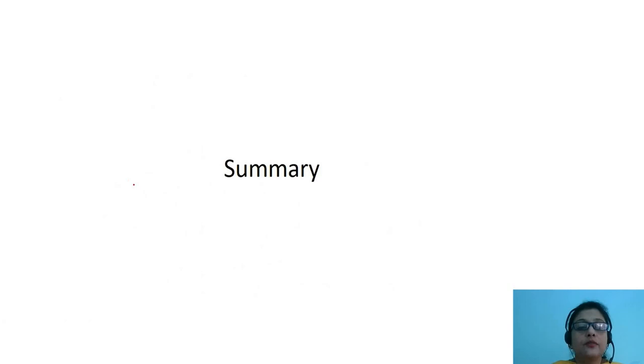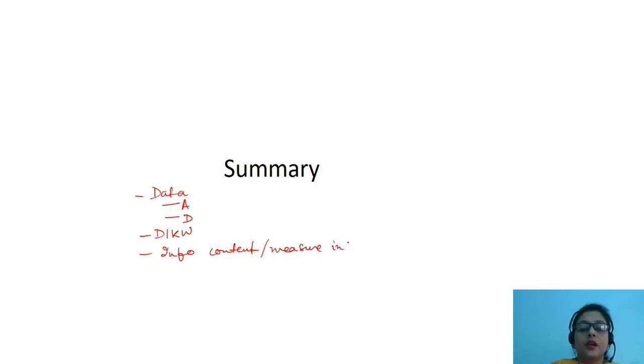So here we come to the end of this lesson. In this lesson, we have learned about the meaning of data. What are the two different types of data? We have seen analog data. We have seen digital data. Then we have learned about the DIKW model. We learned about information content and how to measure information. Then we looked at one problem of information and we have seen how to solve that problem.